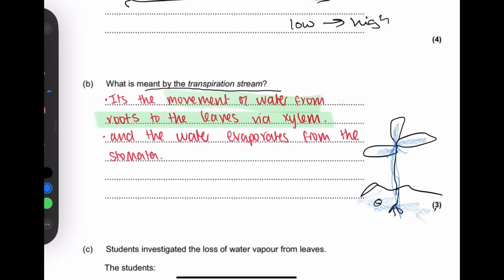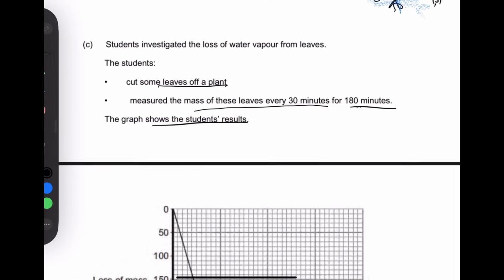So here we go, we describe the direction. And the last mark comes from the water evaporating from the stomata, where the stomata are down there. So it evaporates from it, and therefore it's making that stream, so it's getting that pull so that water can go up, kind of like when you suck on a straw.